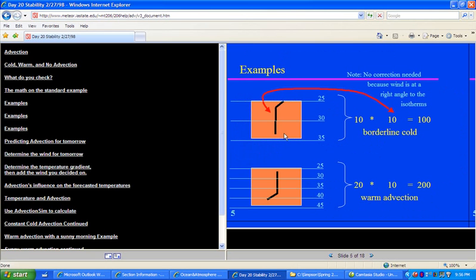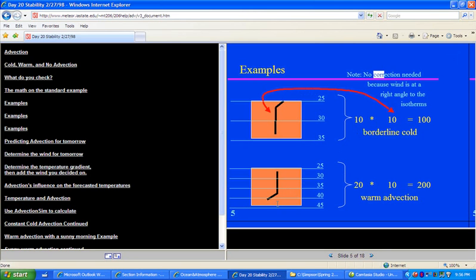Here are some other examples. Let's say, for instance, these are isotherms. We've got 25 degrees here, 30 here, and 35 down here. We're saying there is a 10-degree change. Notice the wind direction here is from the north at 10. So we have a 10-degree change, and we have cold air advection. Now, you notice I'm talking about a correction factor. I'll mention that in just a moment, but for this particular example, you don't have to worry about it. So a 10-degree change with a 10-mile-per-hour wind gives us 100.